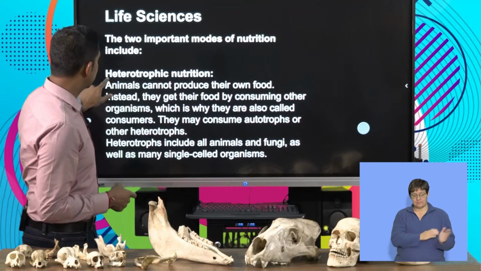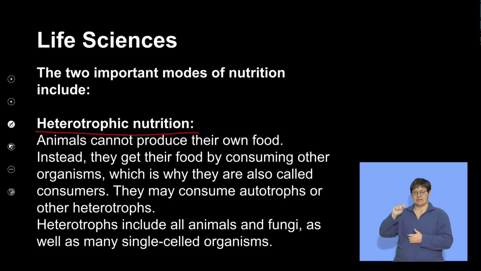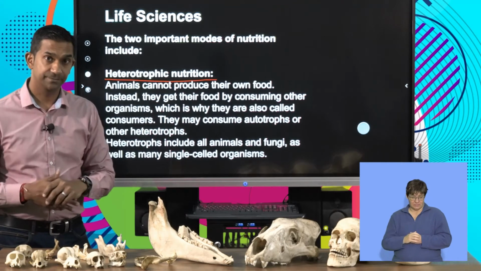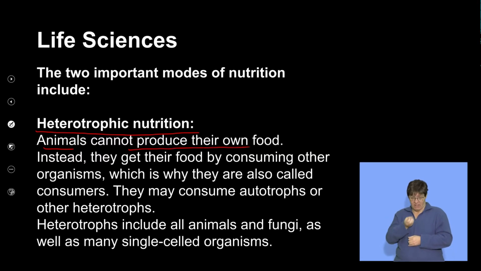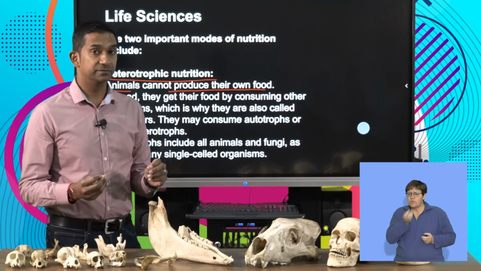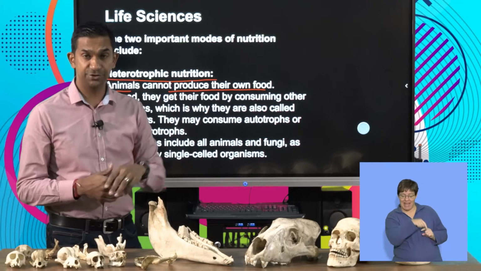The next mode is heterotrophic nutrition. Guys, the word heterotrophic comes from heterotrophs. Animals cannot produce their own food, so we refer to them as heterotrophs. How do they get their food? They obviously consume other producers.